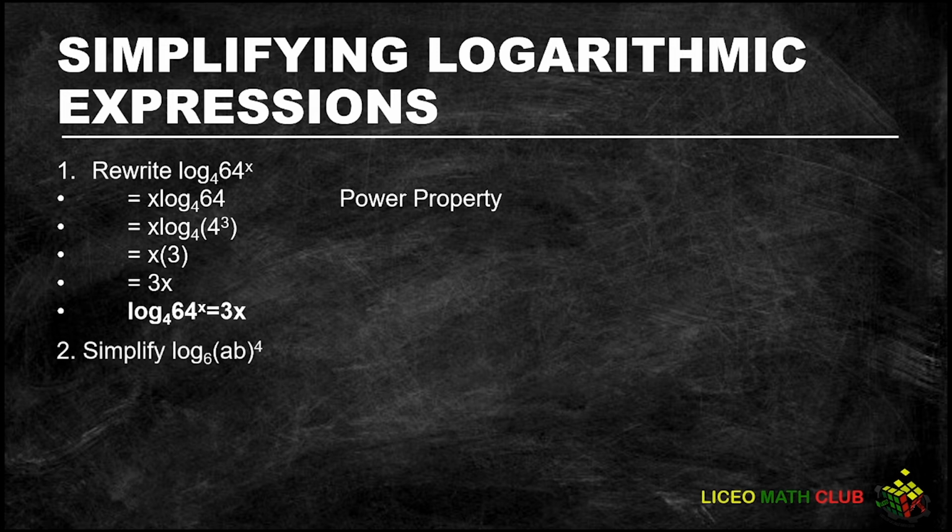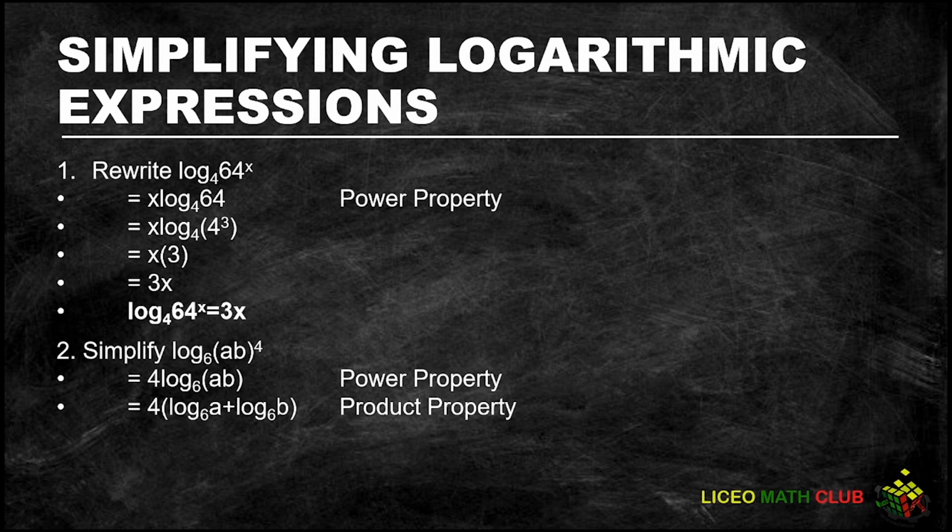Simplify log base 6 of quantity AB raised to 4. Through the power property, this will become 4 log base 6 of quantity AB. Using the product property, we can separate log base 6 of quantity AB into quantity log base 6 of A plus log base 6 of B, which are all multiplied by 4.